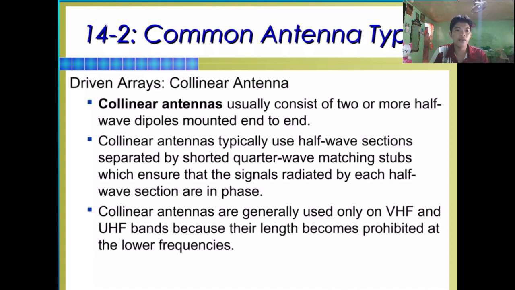Collinear antenna. Collinear antennas usually consist of two or more half-wave dipoles mounted end-to-end. Collinear antennas typically use half-wave sections separated by quarter-wave matching stubs, which ensure that the signals radiated by each half-wave section are in phase. Collinear antennas are generally used only on the VHF and UHF bands because their length becomes prohibitive at the lower frequencies.